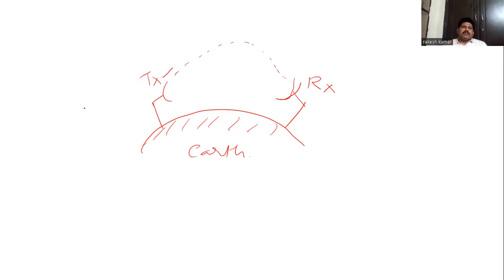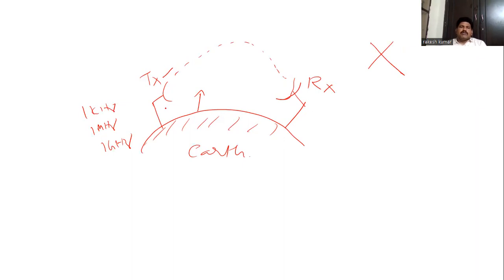Suppose you are transmitting a 1 kilohertz signal, a 1 megahertz signal, and a 1 gigahertz signal. Now my question is, will all the signals move above the earth surface at the same distance and reach the receiver? The answer is no.